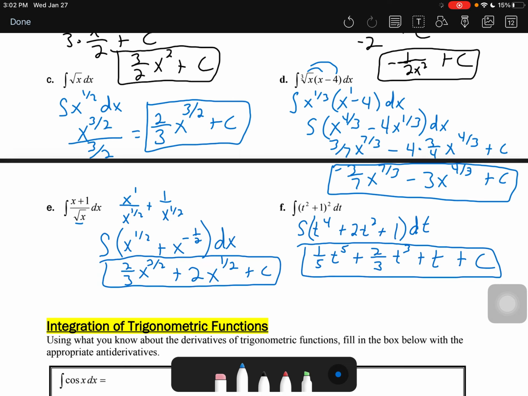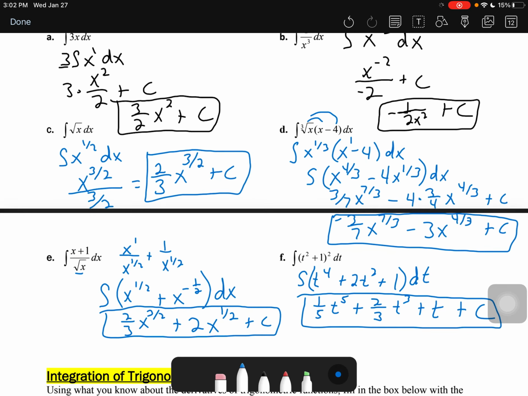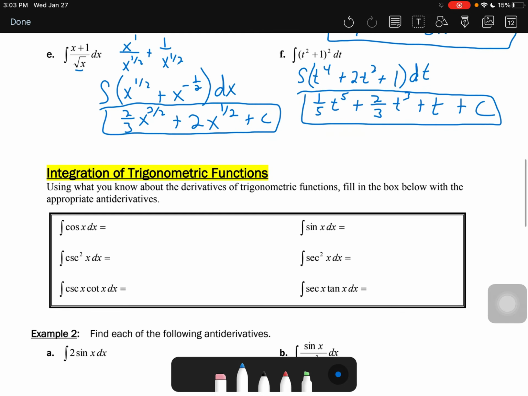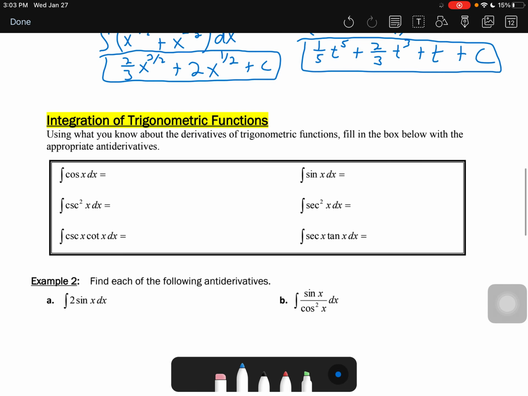So that is, what do we do there? Six examples of some basic integration rules. Okay? Let's take a look here at our trig functions. I think we can go through example 2 on this video.